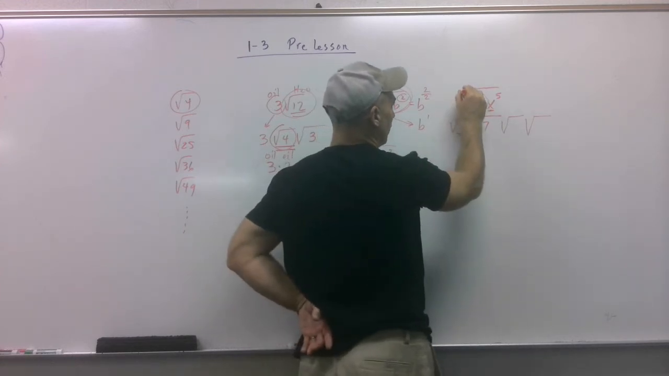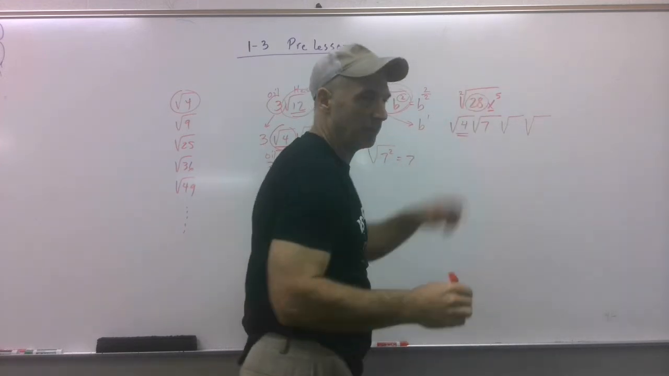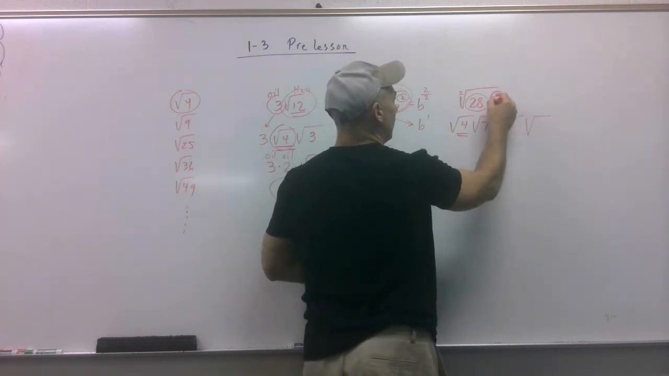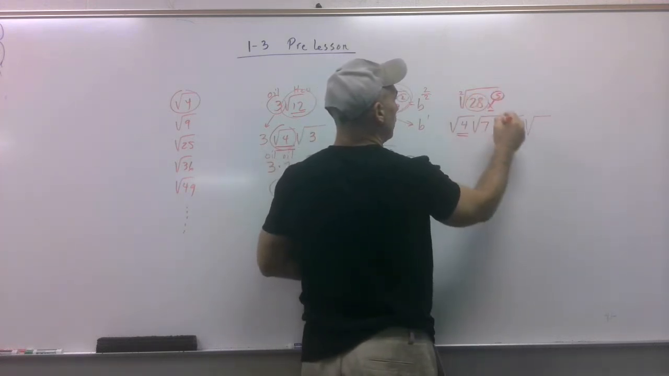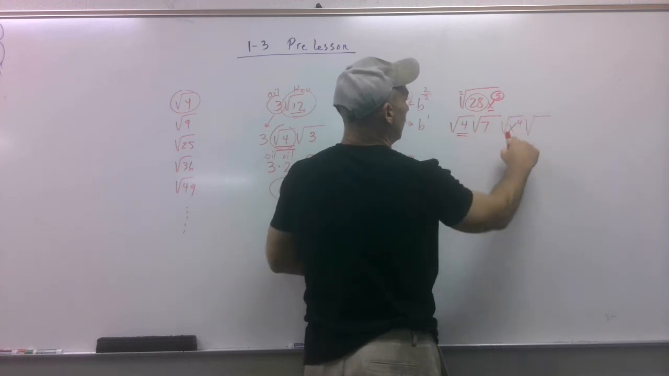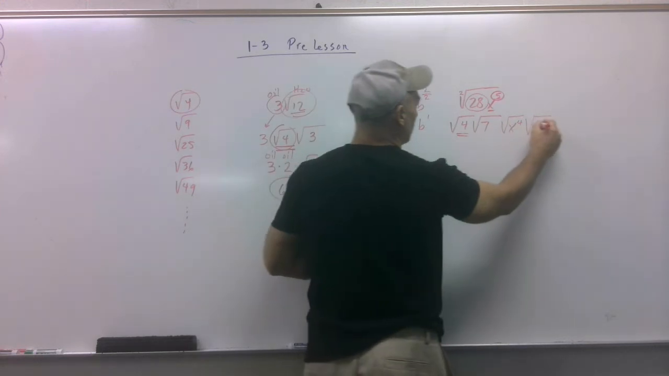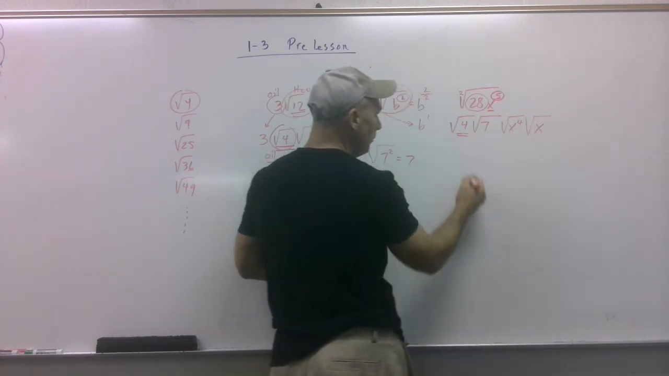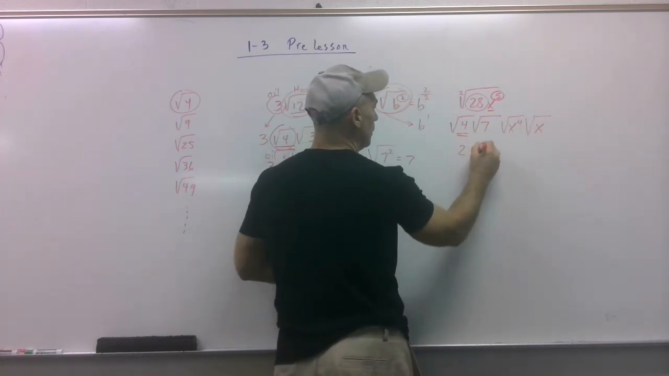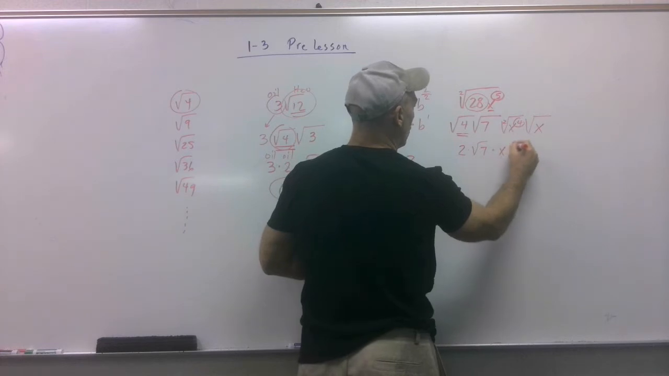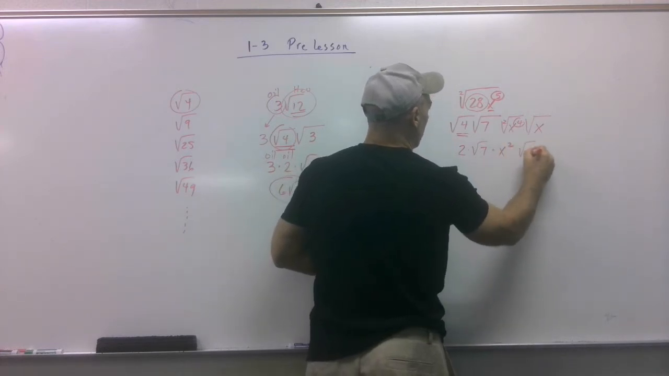Now remember, there's an invisible 2 there. So here's how your brain needs to function. What's the first number less than 5 that 2 goes into? That would be 4. So x to the 4th is kind of like our 4 for our 28. How many would be left? 1. Now we break these up. 2 square root of 7. Now remember, 4 divided by 2, because that's what we do, is x squared times the square root of x.